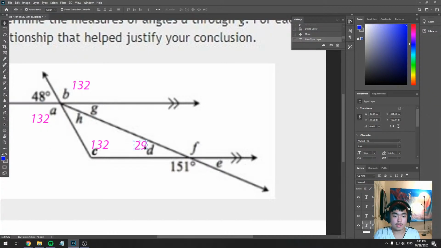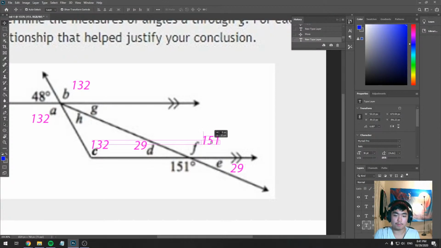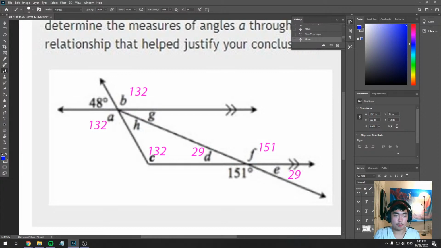right? Same thing with E. E is the opposite of D, so E is 29. F is the opposite of the 151, so it's 151, right? Now we loop back here. So what is angle G gonna be?